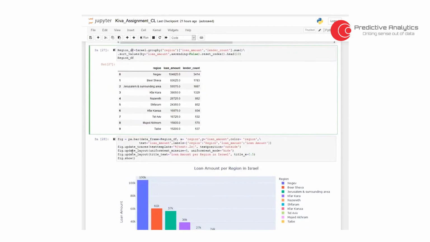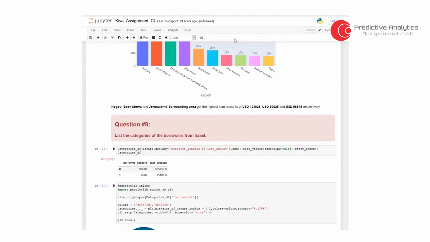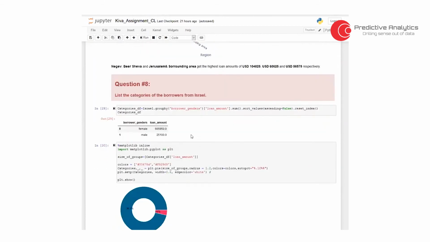So what I did was a bar chart, just like the previous one, and it shows clearly that Negev, Beersheba, and Jerusalem and the surrounding areas get the highest loan amounts. I was just trying a mix of pie charts and bar plots. That was the idea. I wanted you to try out everything that you can, so that in the event you get to a position where you can only use a pie chart, at least you have an idea of what to do. Then question 8 was list the categories of borrowers from Israel.